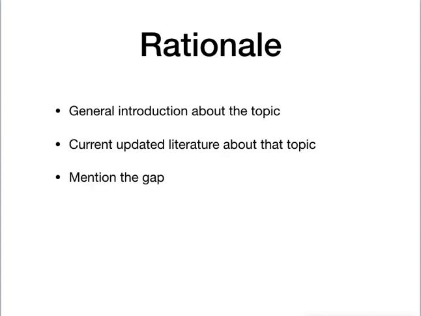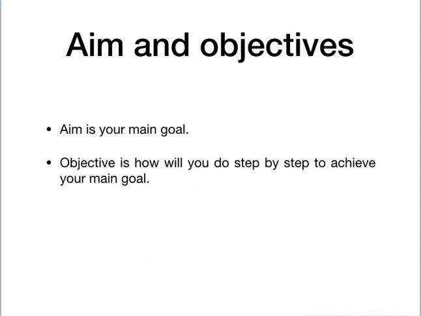So how do you write the rationale? First of all, you need to introduce a little bit of your topic, and then you can mention the updated literature about the topic. On this side you have a lot of literature. They might have conflicting ideas, and there is a weakness or knowledge gap they haven't mentioned yet. That knowledge gap, you are going to mention it and you are fulfilling it, and then how important it is. This is how the rationale works. And then we're going to move to aim and objectives.